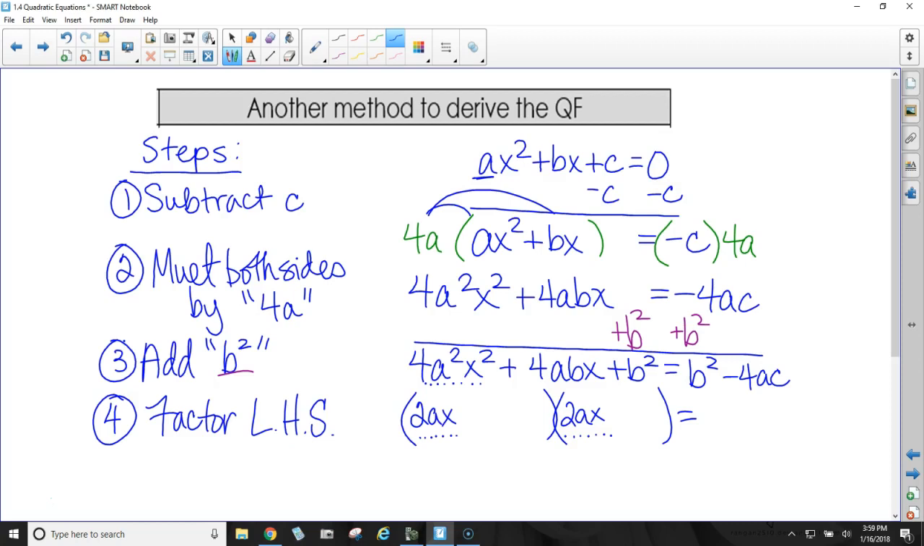Now we are going to take outer times outer combined with inner times inner to give us the 4abx, but then we also want last times last to give us the b squared. So let's try a plus b here and a plus b here. Pause the video and FOIL that out to make sure we factored it correctly. Okay, so now you're back. Bring down the right-hand side of b squared minus 4ac.